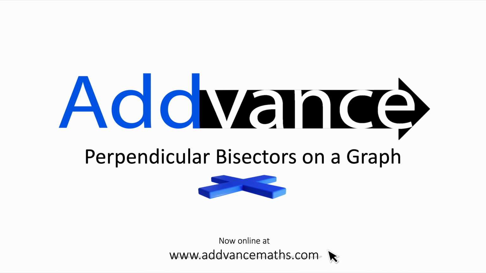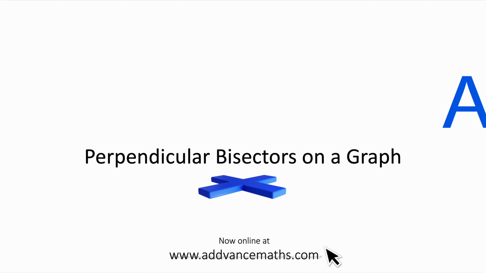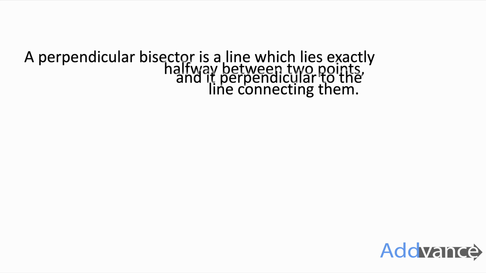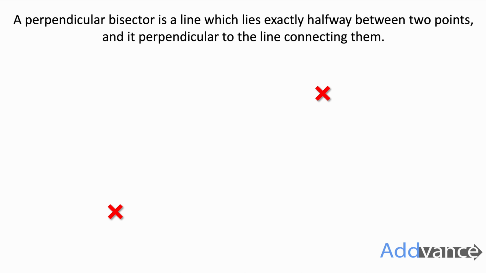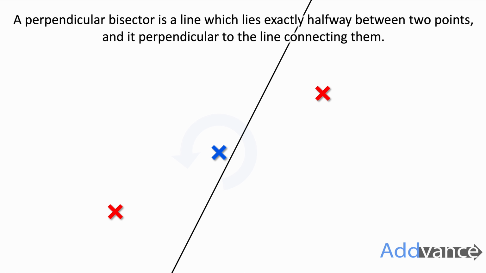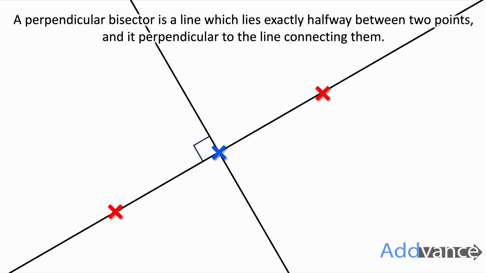Today we're looking at perpendicular bisectors on graphs. So what is a perpendicular bisector? A perpendicular bisector is a line which lies exactly halfway between 2 points and it is perpendicular to the line connecting them. Here we've got 2 points and we've got the halfway point, a midpoint. We have the line connecting these 2 points and we rotate it 90 degrees like this, and that is a perpendicular bisector.